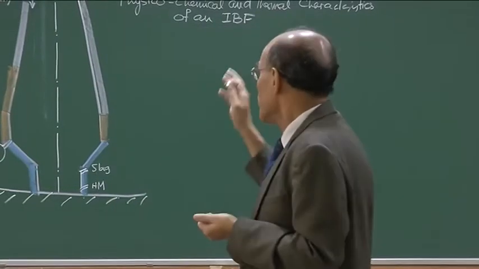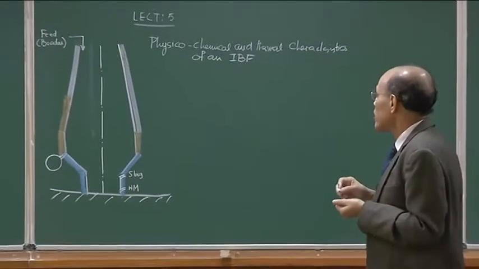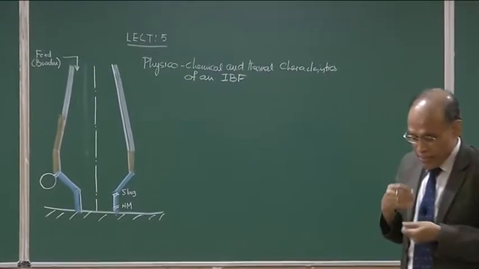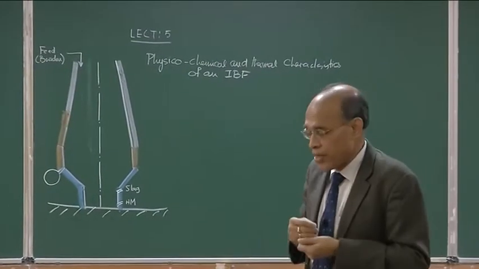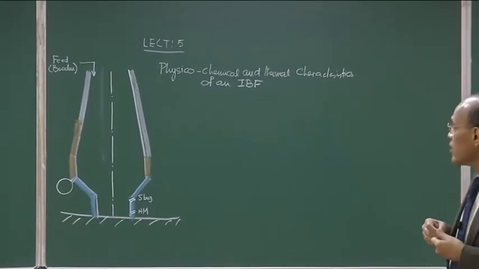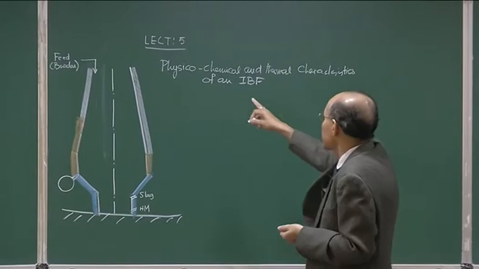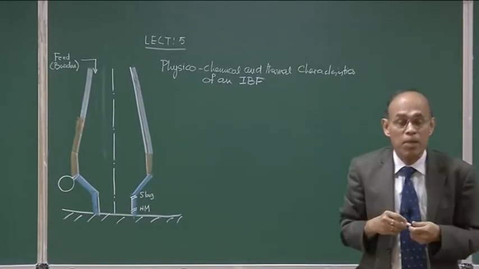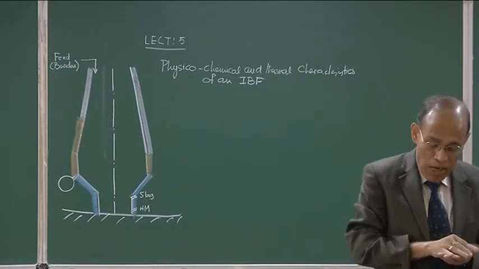So, we get into a new topic today, having discussed the structure of the blast furnace, its construction, various accessories, then the burden material, etc. So, we now move on to discuss the physicochemical and thermal characteristics of an iron blast furnace.